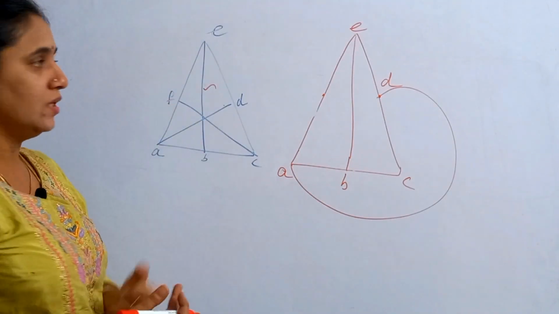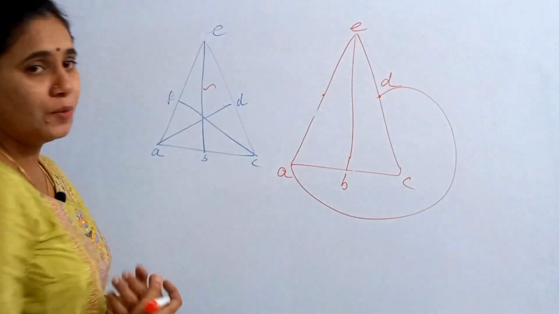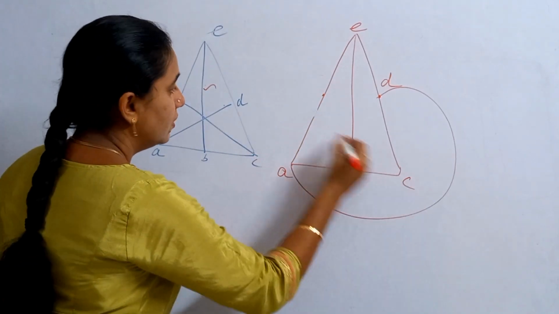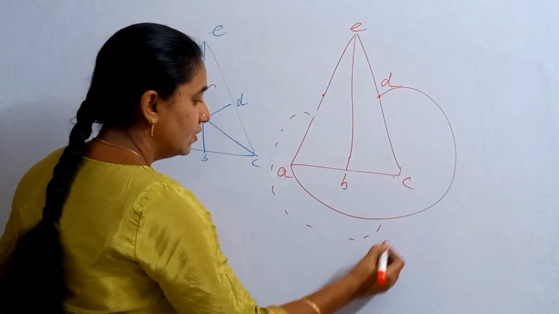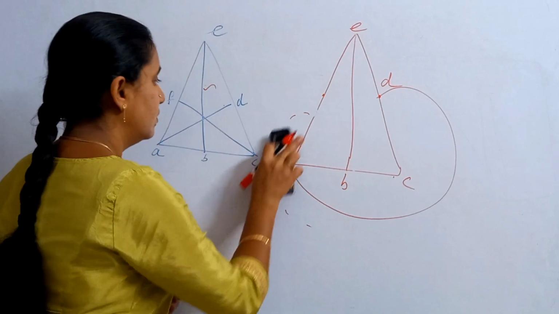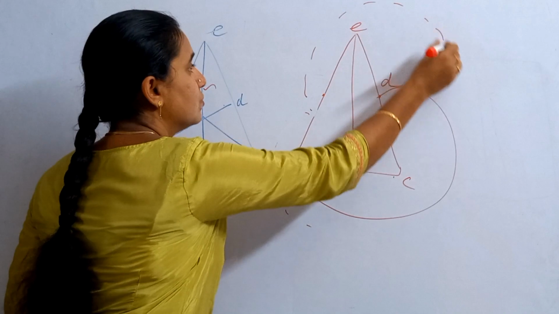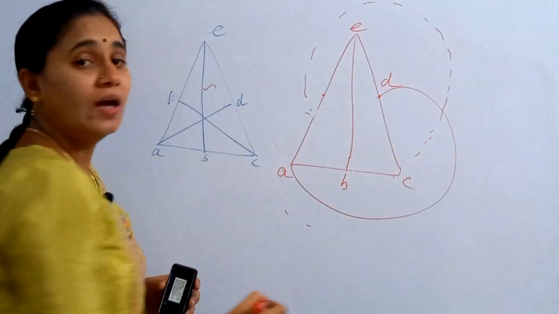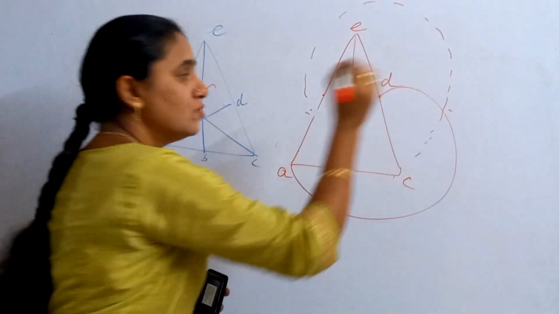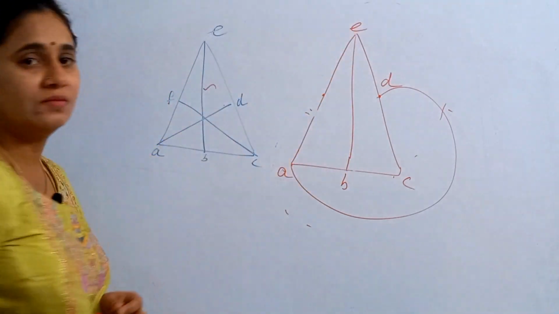Now next is F to C. How can I join F to C? Just try it out and see. Is there any possibility? F to C. If I join like this, it will intersect, so this is not a proper direction. Is there any other possibility? If I join like this also, F to C, again we cannot do it because here also it is intersecting, isn't it? So this is wrong. Is there any other possibility?